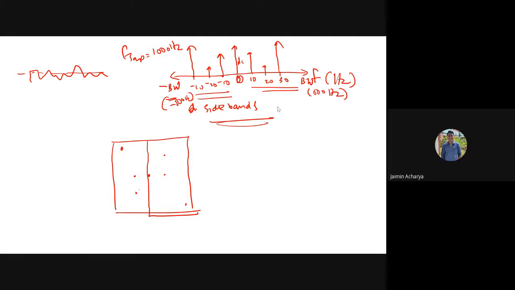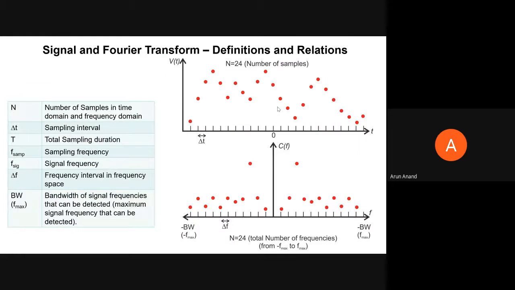Yes, sir. Okay, so you have to keep this in mind. I'm going a little bit fast because I want to show you the outputs also, how it is done. So this is what I've shown here, the circular shift. There are 24 points in the sample, so there will be 24 points in the frequency domain also. It goes from minus bandwidth to plus bandwidth. This is the maximum detectable signal frequency, and minus maximum detectable. If this is delta t, this is delta f, the interval in the frequency space.